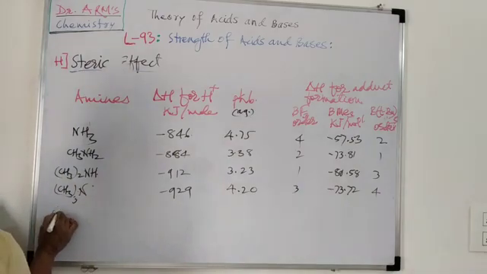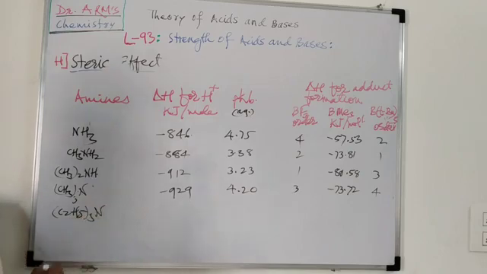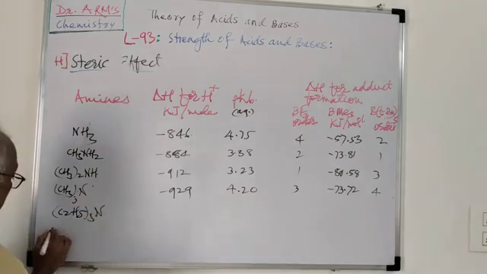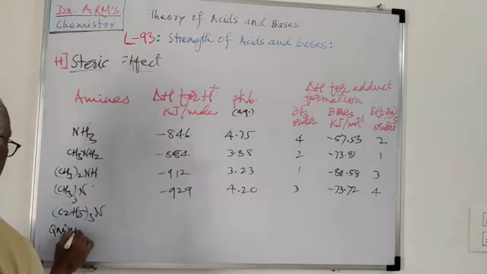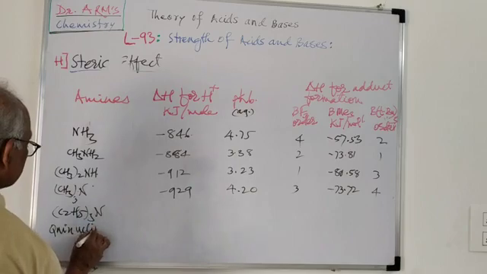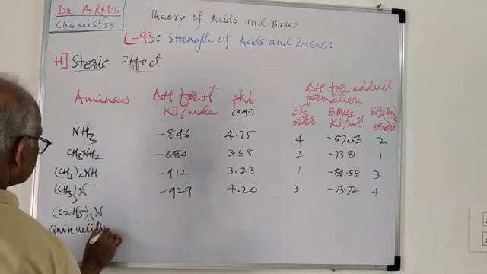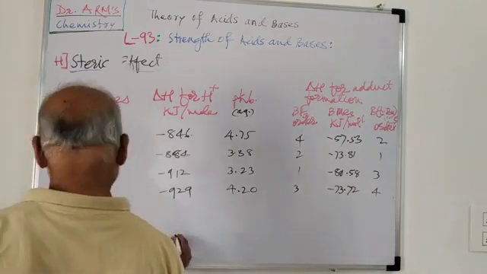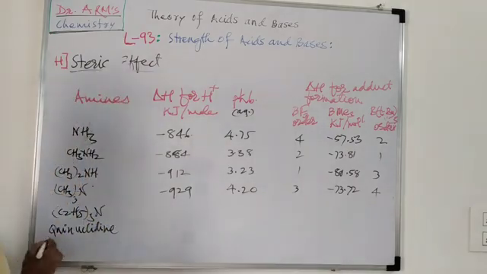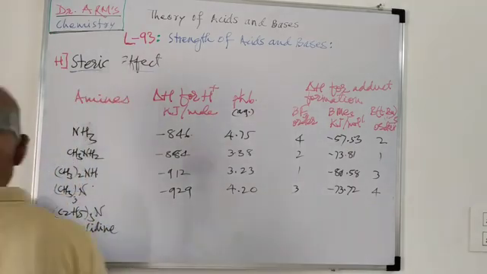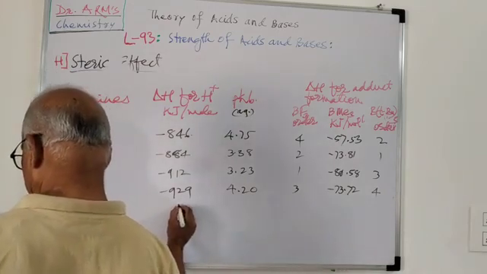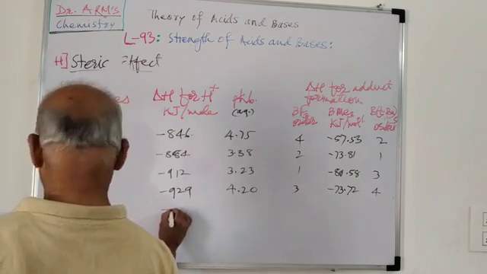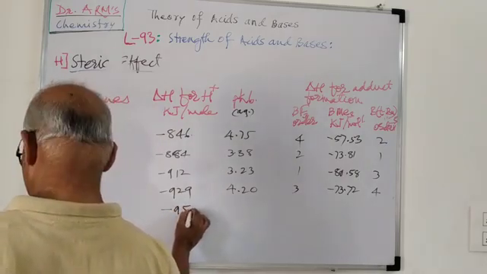Then other amines are like this: tris C2H5 thrice N, then quinuclidine, and pyridine, last is pyridine. So (C2H5)3N has the value minus 958.